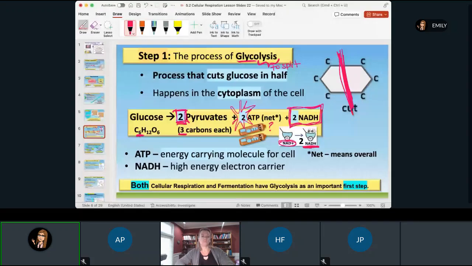Now, ATP, just as a reminder, is our energy carrying molecule for the cell. That's our energy cache. And NADH is just your electron carrier, our high energy electron carrier. That means it is your full train. And again, both cellular respiration and fermentation have glycolysis as the first step. So no matter what, glycolysis is step number 1.